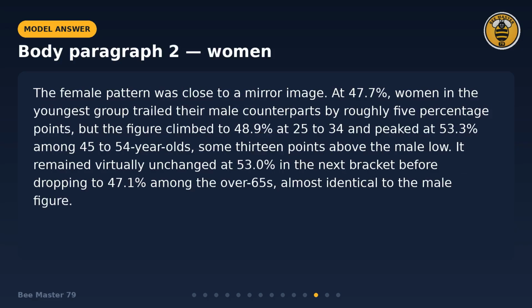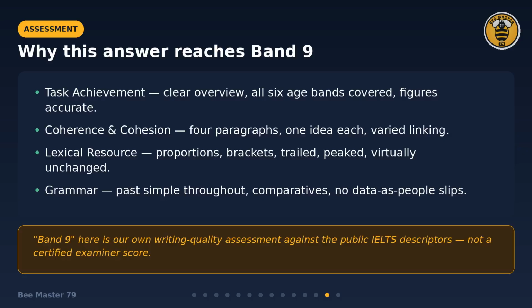Body paragraph 2. The female pattern was close to a mirror image. At 47.7%, women in the youngest group trailed their male counterparts by roughly 5 percentage points, but the figure climbed to 48.9% at 25 to 34 and peaked at 53.3% among 45 to 54-year-olds, some 13 points above the male low. It remained virtually unchanged at 53% in the next bracket before dropping to 47.1% among the over 65s, almost identical to the male figure.